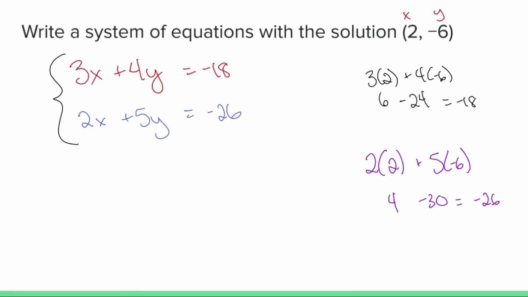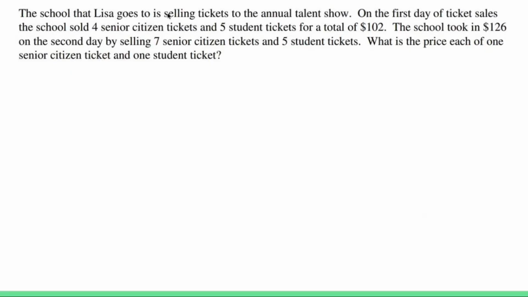So that's us thinking outside the box. The school that Lisa goes to is selling tickets for the annual talent show. On the first day of ticket sales, the school sold 4 senior citizen tickets and 5 student tickets for a total of $102. The school took in $126 on the second day by selling 7 senior citizen tickets and 5 student tickets. What is the price of each one of the senior citizen tickets and 1 student ticket?